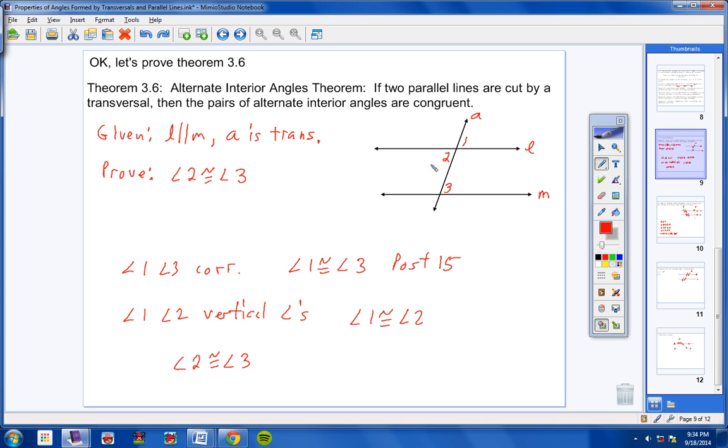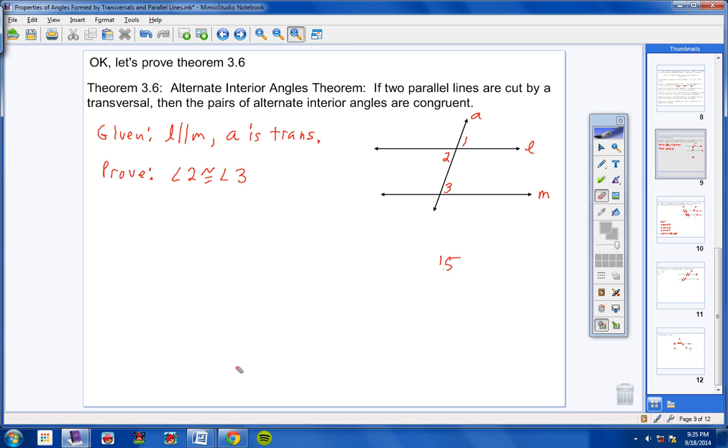And next I realized that angles 1 and 2 are vertical, and so they're congruent. And then once I see this, I can definitely use the transitive property to state that angle 2 is congruent to angle 3. So I think I'm pretty ready to go ahead and do this proof. I'm going to put ST for statements, and REA for reasons, and here we go.